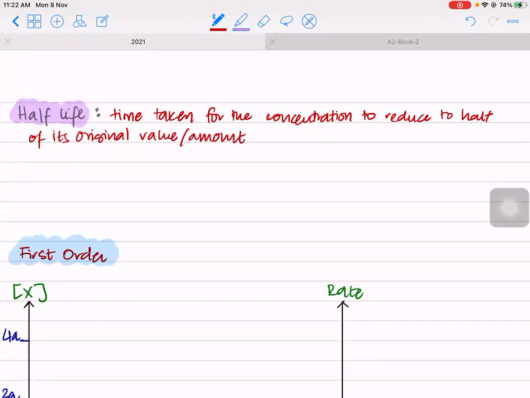So when the concentration decreases to half of its initial or original amount, we call that time taken to be what? Half-life. So what is half-life? It is the time taken to reduce the concentration to half of its original value. And this is what you need to determine in order to figure out the order.